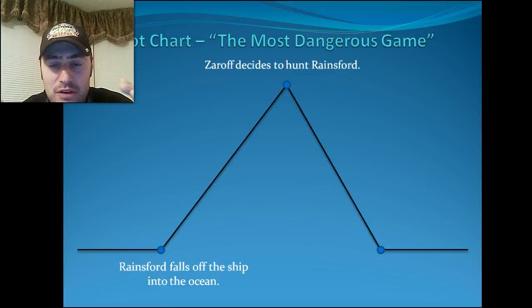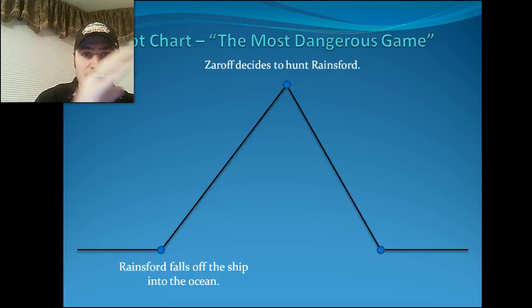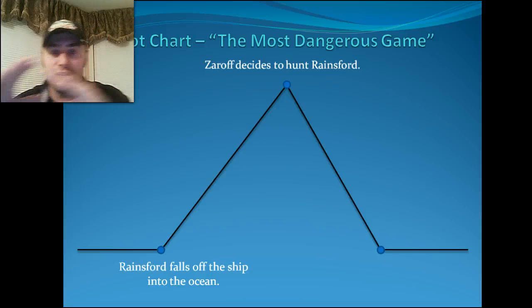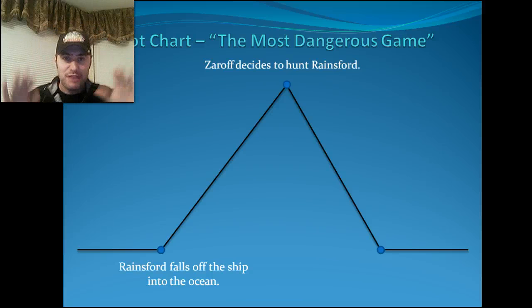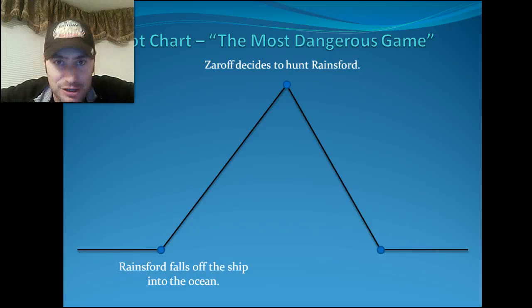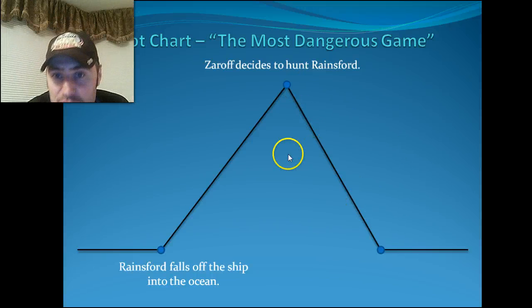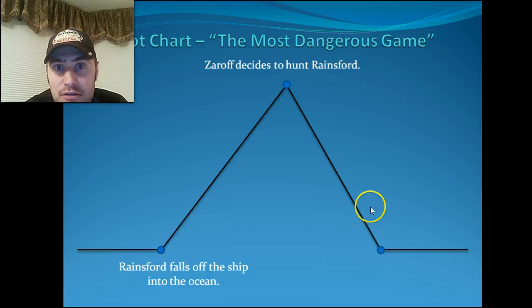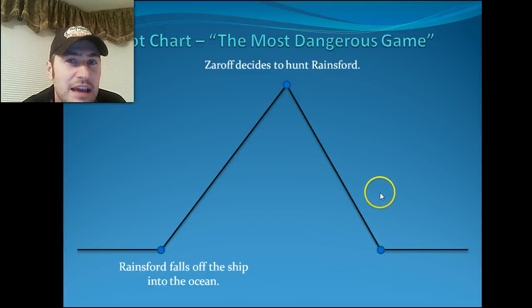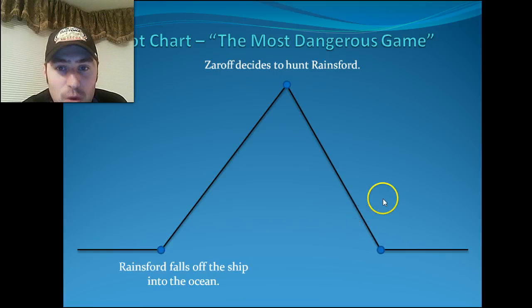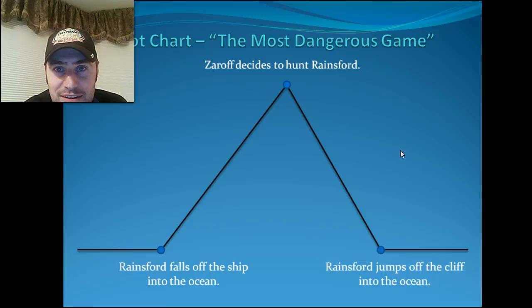The inciting incident mirrors the resolution perfectly. I want you to think about this. Rainsford falls off of a boat into the ocean. That starts our action. What ends our action? After Rainsford's hunting him, he sets traps and everything else. Rainsford does what? How does he end the game? What happens to him? Do you know? Because it's beautifully mirrored. Check it out.